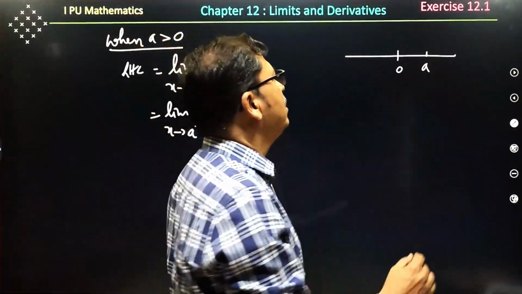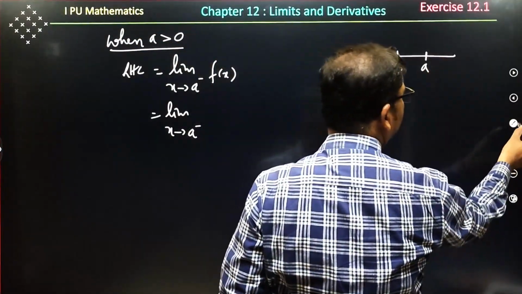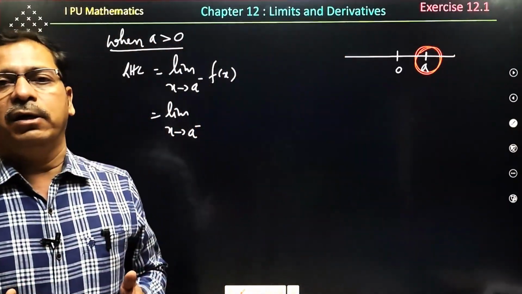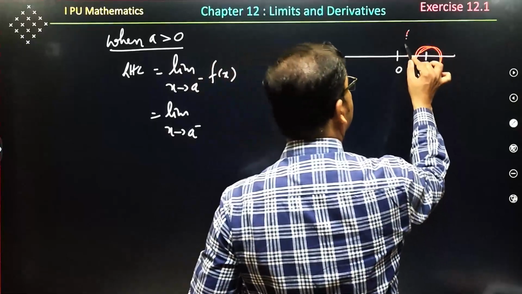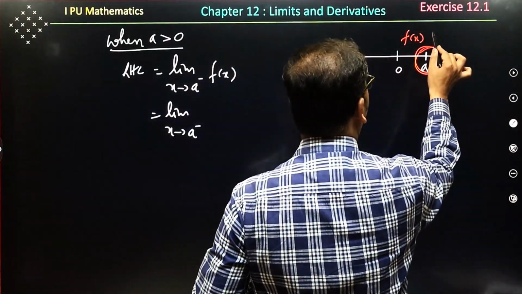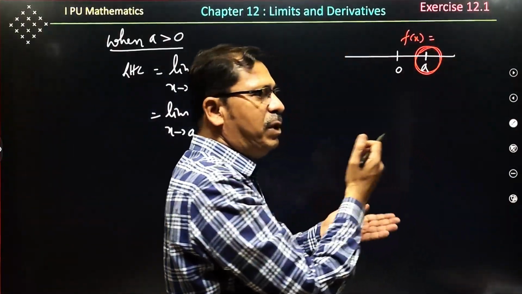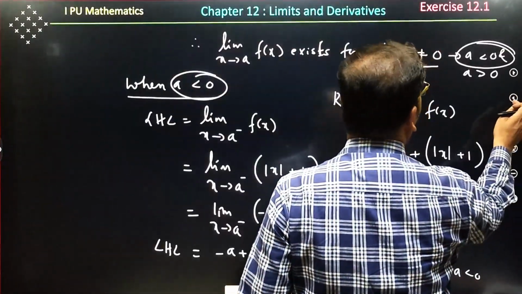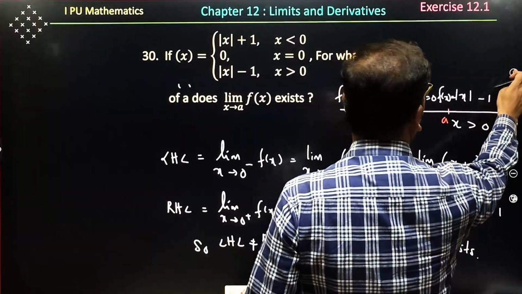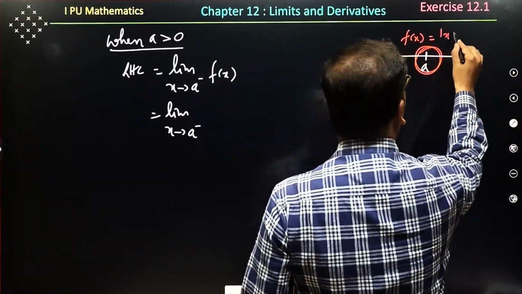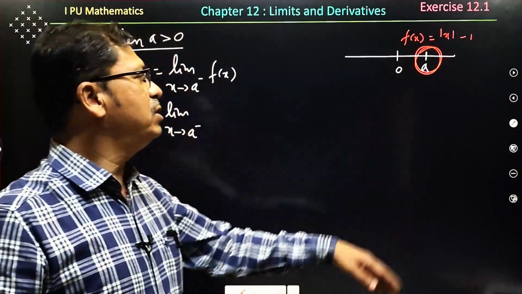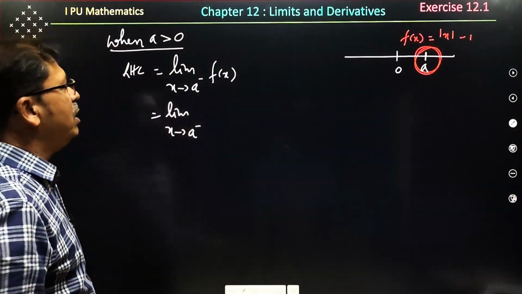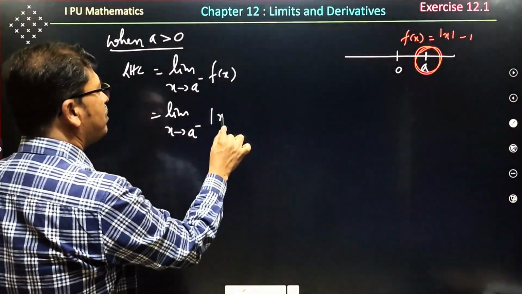A is on the other side of 0. So in the neighborhood of this point, in the neighborhood of this a, I would like to check the limit here. So f(x) is equal to what for this? For this f(x) is the same for both the left hand limit and the right hand limit. What is f(x) here? f(x) is equal to mod x minus 1. You need to use mod x minus 1 in this situation for both the left hand limit as well as the right hand limit. x tends to a minus. The f(x) value is mod x minus 1.